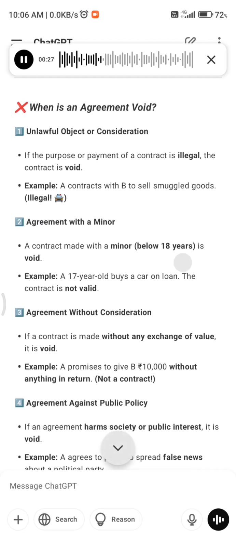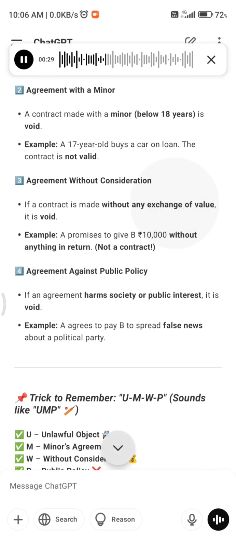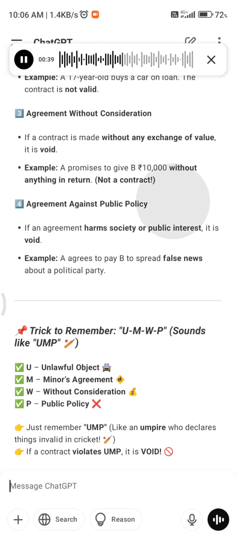2, agreement with a minor. A contract made with a minor below 18 years is void. Example, a 17-year-old buys a car on loan. The contract is not valid. 3, agreement without consideration. If a contract is made without any exchange of value, it is void. Example, a promise is to give B $10,000 without anything in return. Not a contract.